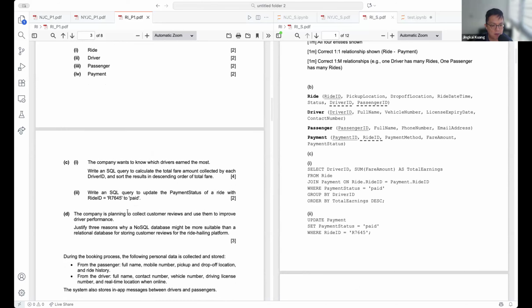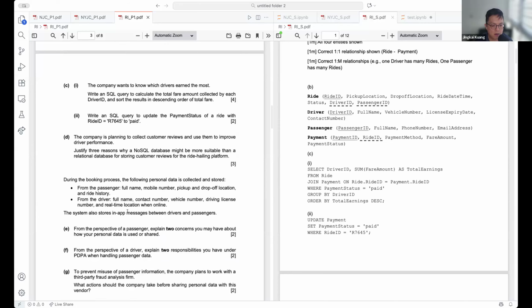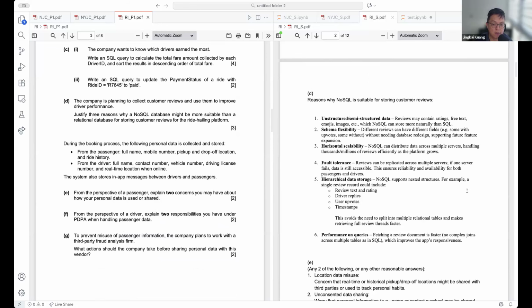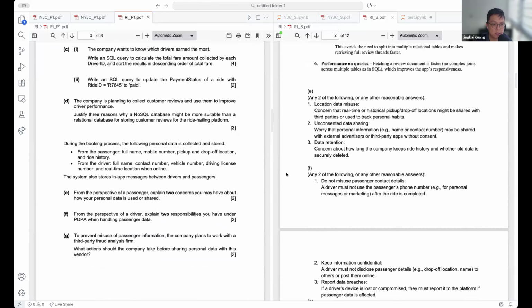Okay. No one says anything. Then the private data one, PDPA: from the perspective of a passenger, explain two concerns you may have about how you drive. For example, you are concerned about whether your personal data is being leaked or not. So there's some: unconsented data sharing, data retention, and location data misuse. I think these are very widespread answers that are possible. Then from the drivers' perspective: do not misuse data, keep confidential.